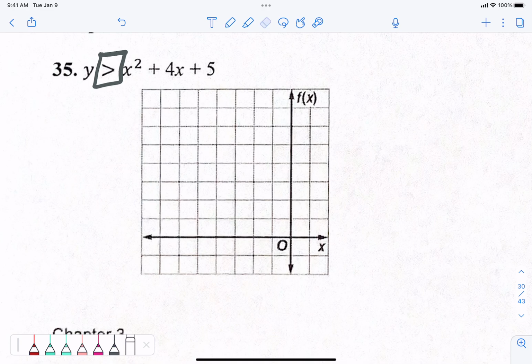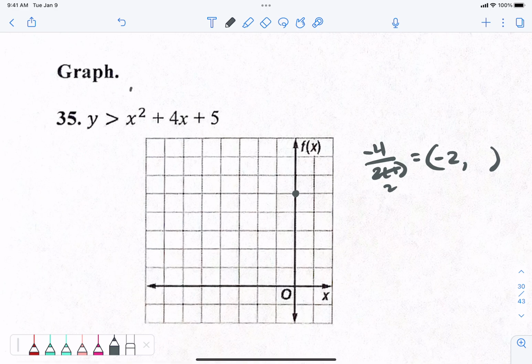We can use whatever means possible to graph this. I'm going to start with the plus 5 because that's my y-intercept. Then the vertex: negative b over 2a. Negative b would be negative 4 over 2 times 1, so negative 4 over 2, which is negative 2. Then we plug negative 2 back in. Negative 2 squared is a positive 4. 4 times negative 2 is negative 8, plus 5. So 4 minus 8 plus 5 is 1. So negative 2, 1 is my vertex.